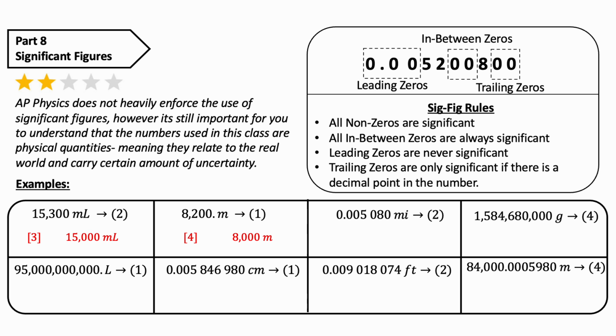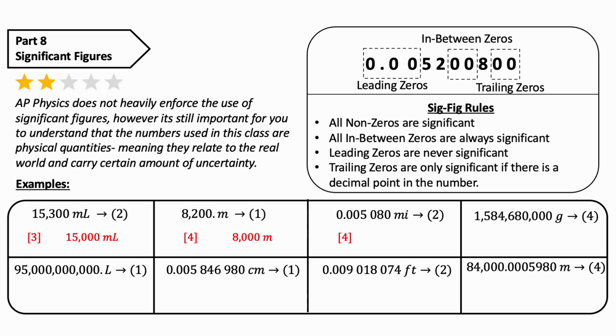In example 3, we have some leading zeros here, 0.0. Leading zeros are never significant. The zeros in between non-zeros are, so that 5, of course, is significant. The 0 in between the 5 and the 8 is significant. And the 8 is significant, but is that last 0 significant? Yes, because it's trailing, and there is a decimal point in the number. So the 5080, all of those are significant, and I want to round this down to 2 sig figs.